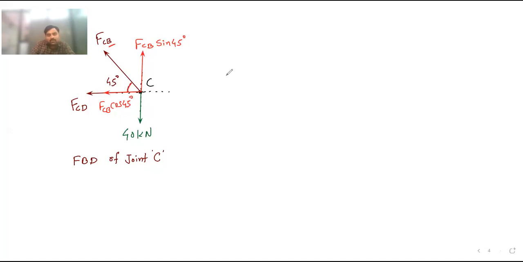Now if I apply summation Fy equal to 0, upward forces are plus and downward forces are minus. So here you can see, this 40 kilonewton is moving down, so it is minus 40. These two are horizontal, so they will not come in summation Fy. And this is vertical, so it is plus FCB sine 45, and the sum is equal to 0.